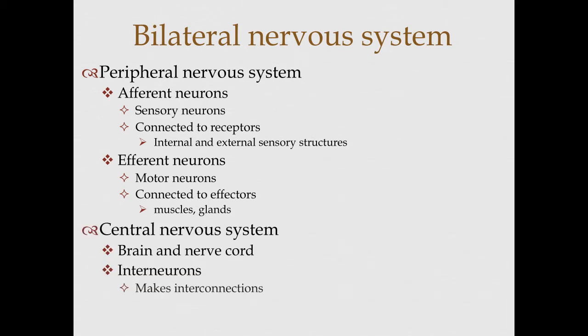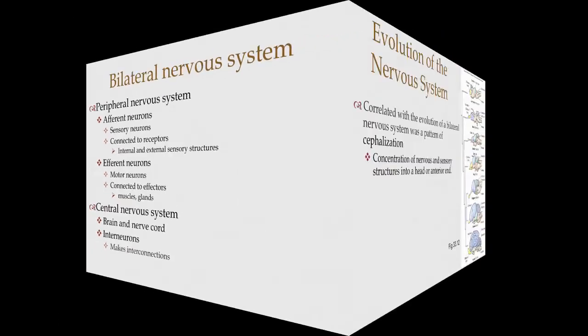But again, central to this in the peripheral nervous system, receiving the information and then delivering the information back to the peripheral nervous system, is the central coordinating central nervous system. So this includes the brain and the nervous cord, but then also involves very small neurons that connect the central nervous system to the peripheral nervous system, and these are called interneurons.